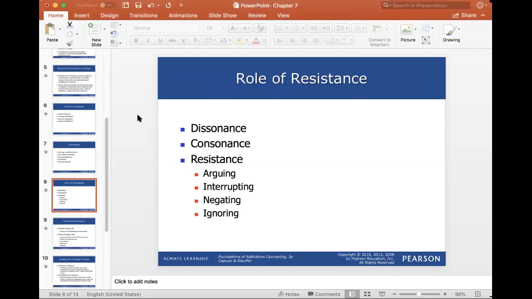So the roles of resistance, so that's why I said dissonance, meaning you want them to feel that uncomfortable contradiction and kind of want them to be confused and spend some time there, explore it with them. Consonance, which means agreement, and resistance. So resistance in MI, what it looks like is arguing with you, interrupting you, negating, and ignoring you. Those are all signs of resistance.